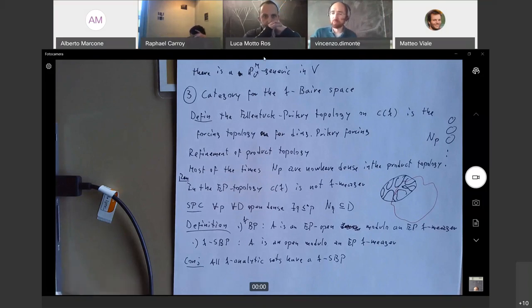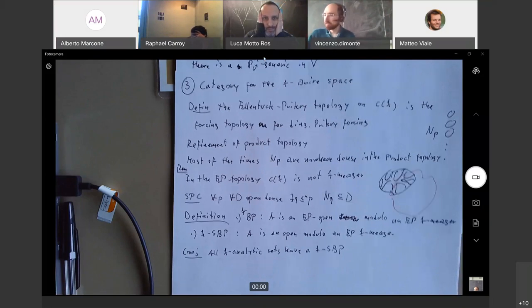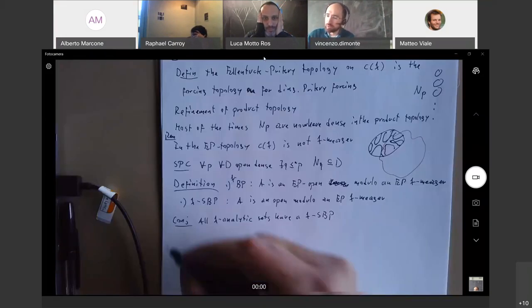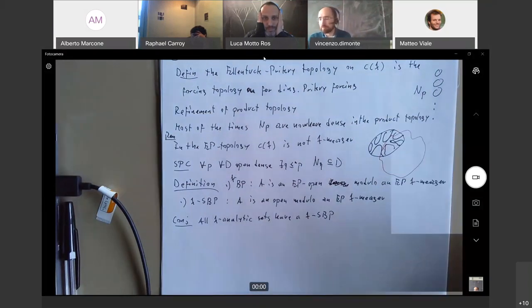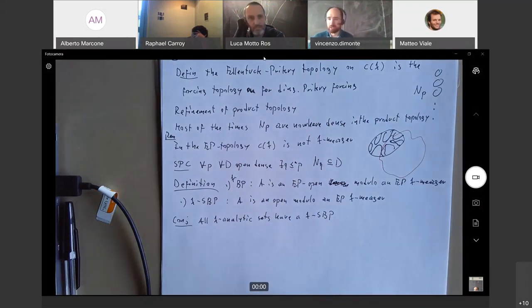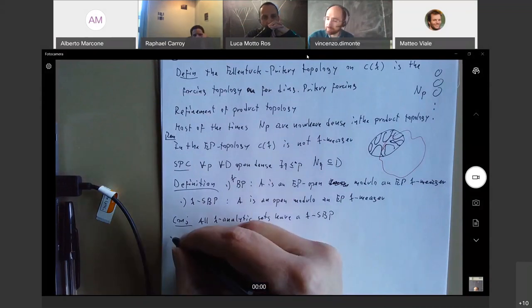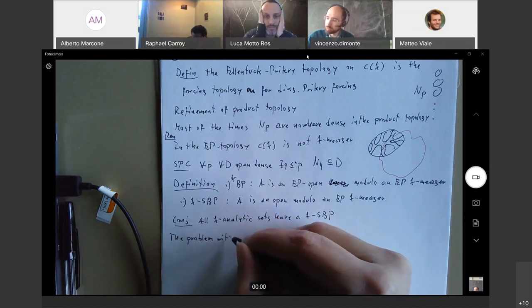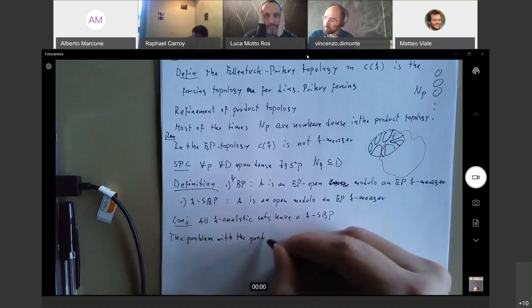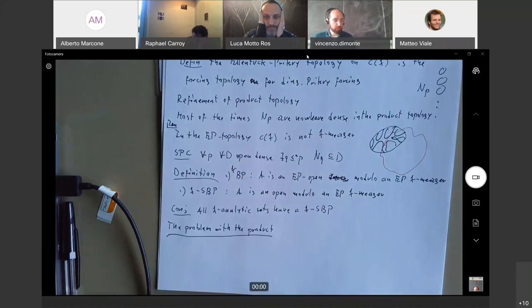I have left out something of what I wanted to say. I don't want to go into the details, but I wanted to show you a problem with this approach. The first problem is that the Ellentuck-Prikry topology depends on a sequence of measures, right? And we still do not know whether, if we change the sequence of measures, we change the topology. It seems to be a difficult problem. And the second problem is with the product topology.